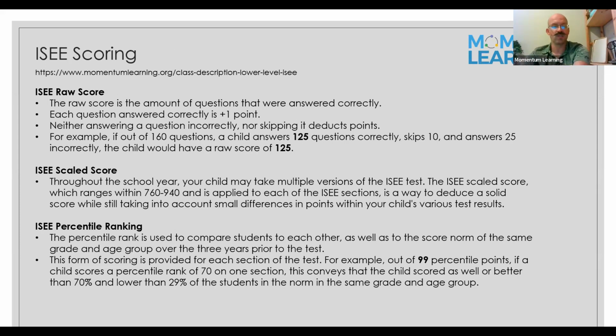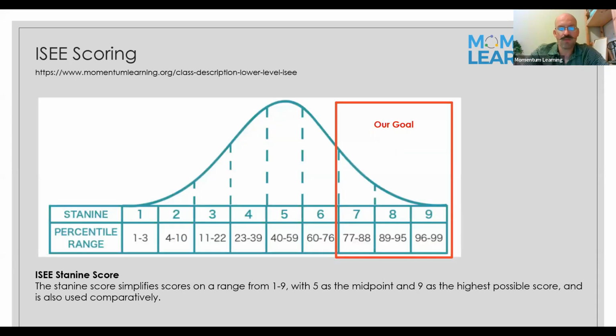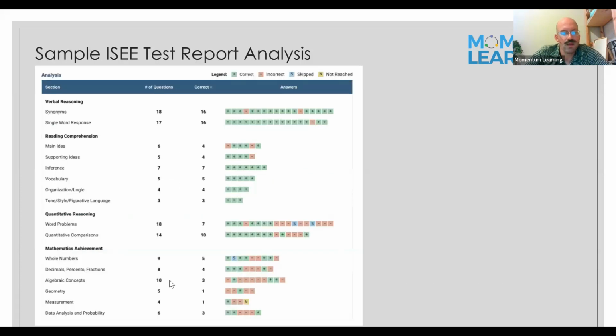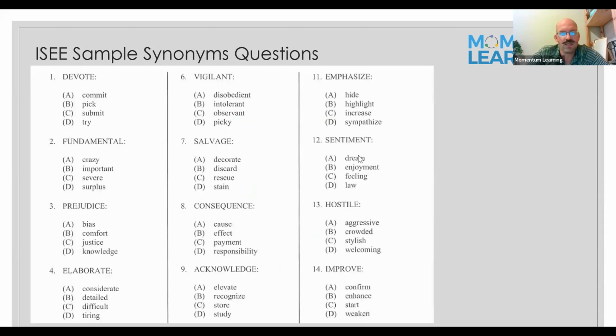Okay, so the raw score, scaled score, and percentile score. This is what's reported. You get three scores reported to school. Our goal is the stanine score, which reports as a 7, 8, or 9. This is how it gets reported to you. This is an item-by-item analysis, so you can see, like, the 4th synonym, almost the exact ones that you missed.